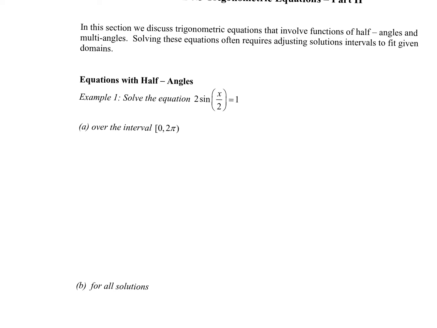Okay, in this section, we're going to keep solving. So let's take the problem 2 sine of x over 2 equals 1. And we're going to just call this theta for a second. So 2 sine theta equals 1. You tell me to divide by 2. You get sine theta equals 1/2.